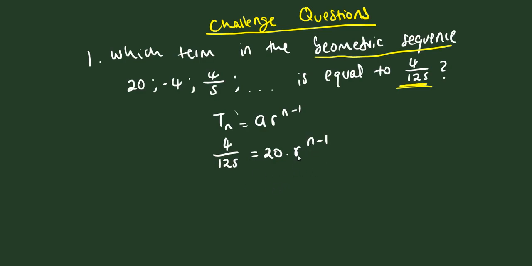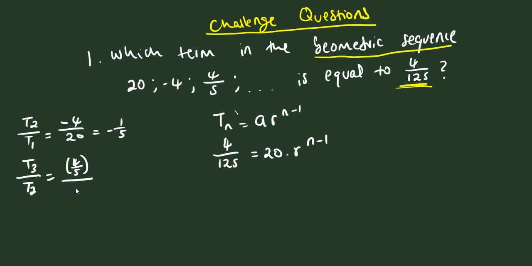So now what about r? How do we get r? Remember, since it's a geometric sequence, there will be a constant ratio, which means T2 over T1 should be equal to T3 over T2, which I call right divided by left. So you're going to say negative 4 divided by 20 is negative 1 over 5, and then 4 over 5, mind you, I'm putting in brackets, divided by negative 4, you should get negative 1 over 5. So it means the ratio is constant.